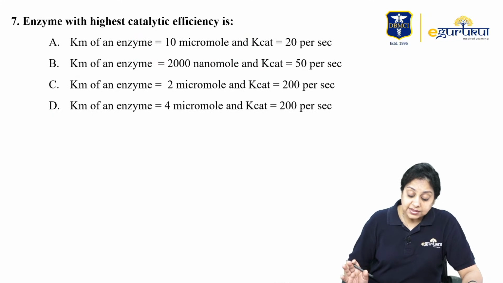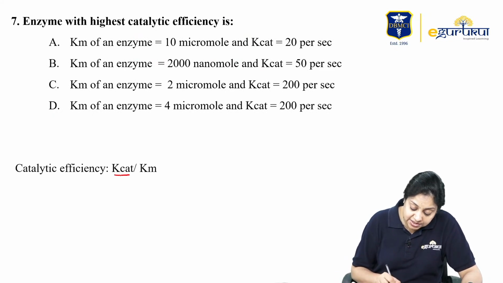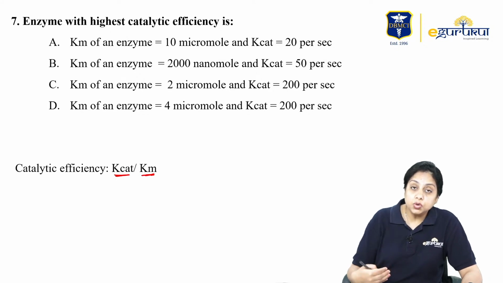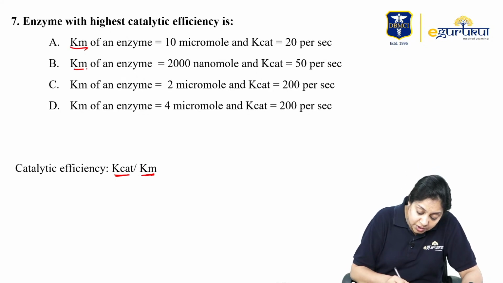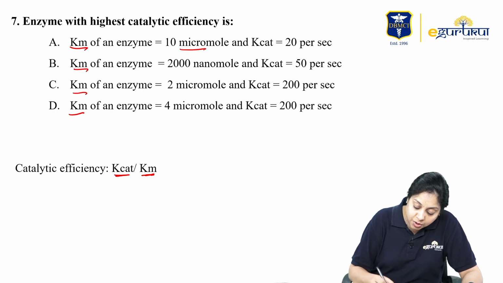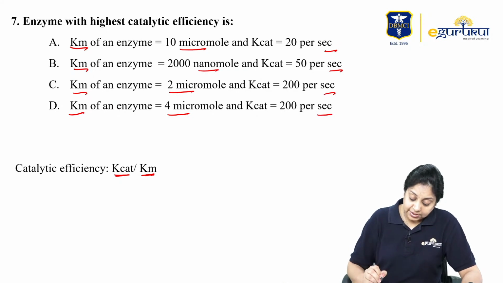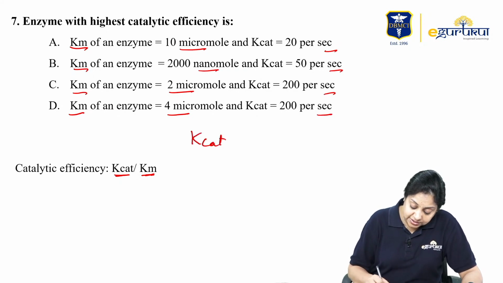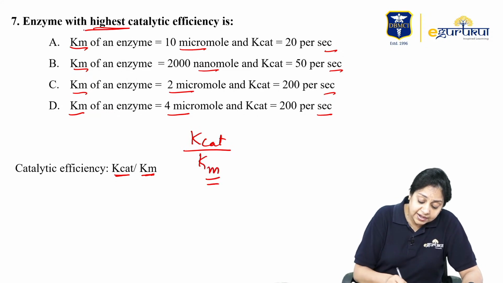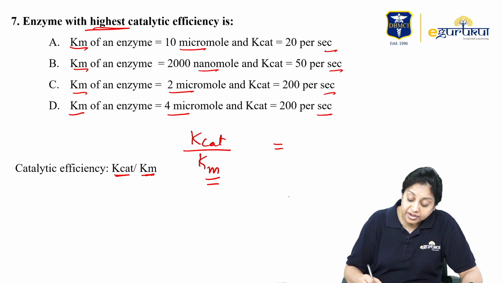Enzyme with highest catalytic efficiency is, what is catalytic efficiency? Catalytic efficiency is Kcat over Km. So look at all the numbers, they are giving you the Km. Here is the micromole, nanomole, micromole, 4 micromole, and the second units are the same, that is Kcat. So if I write Kcat, just by looking at the number, the highest catalytic efficiency means whatever is the answer, we want a big number.